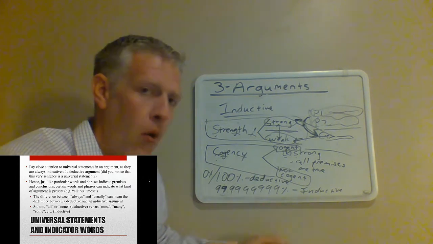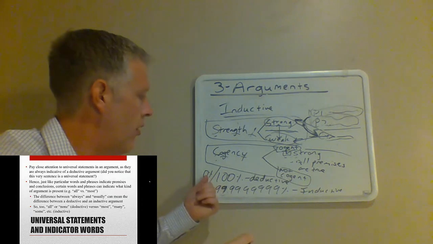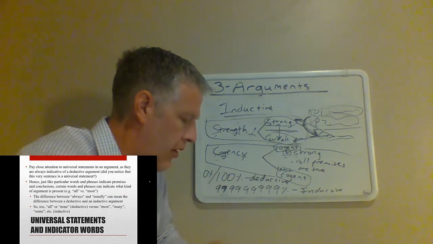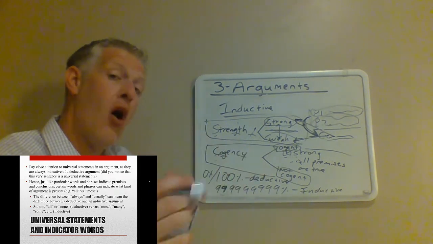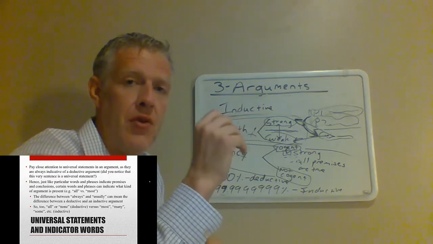Same thing with 0.00001%, still inductive, right? It's not 0. It's allowing for an exception. Okay? So all and none, those are typical deductive indicator words.